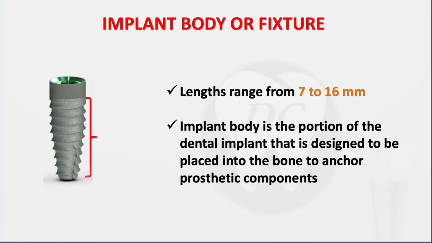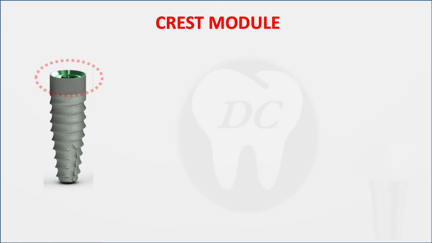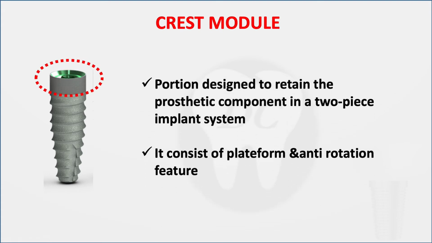Then implant body is a portion of dental implant that is designed to be placed into the bone to anchor or support the prosthetic components. I think it is very clear. Then what is CREST module? Portion designed to retain the prosthetic component in a two-piece implant system. It consists of platform and anti-rotation feature.